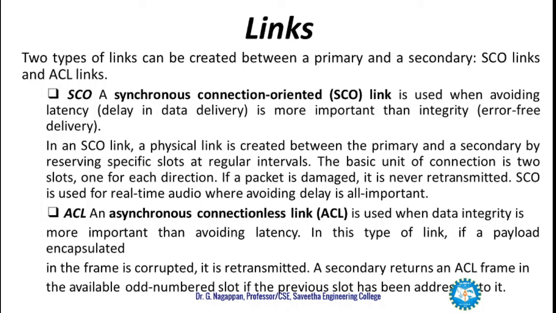In an SCO link, a physical link is created between the primary and the secondary by reserving specific slots at regular intervals. The basic unit of connection is 2 slots, one for each direction. If a packet is damaged, it is never retransmitted. SCO is used for real-time audio where avoiding delay is all important.